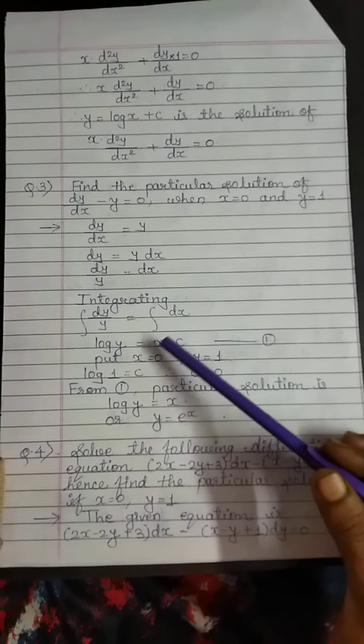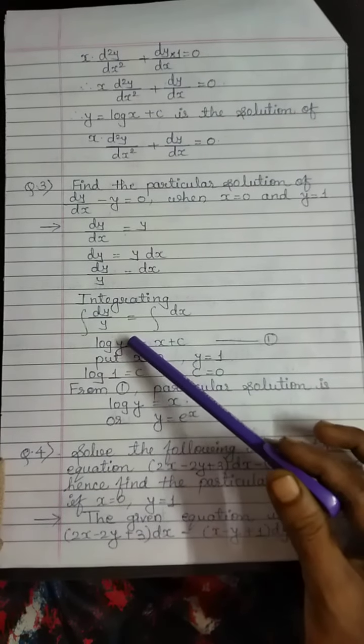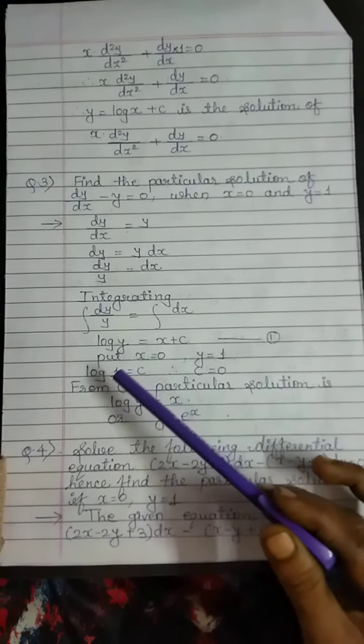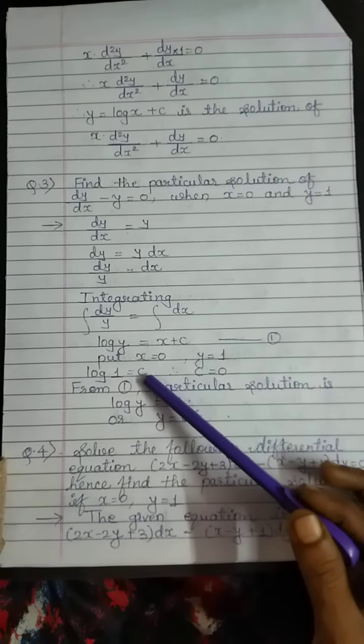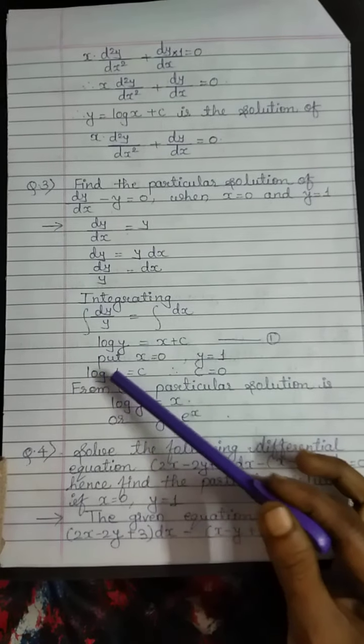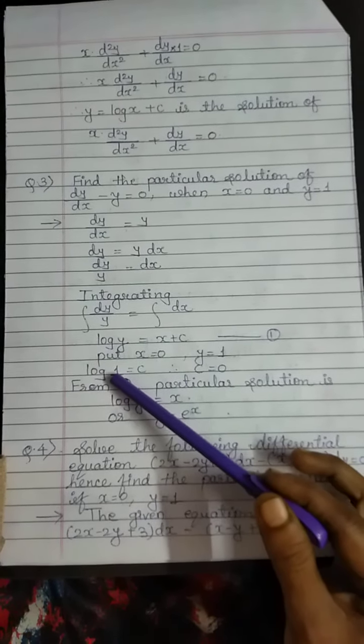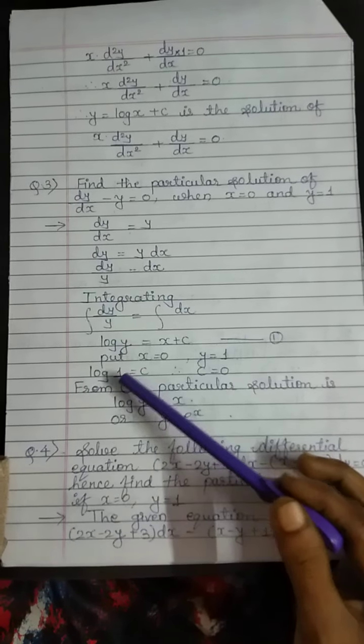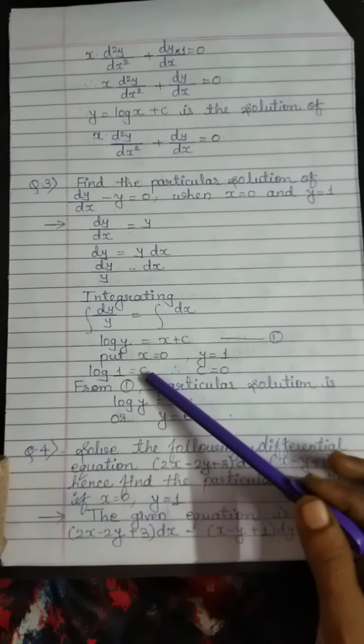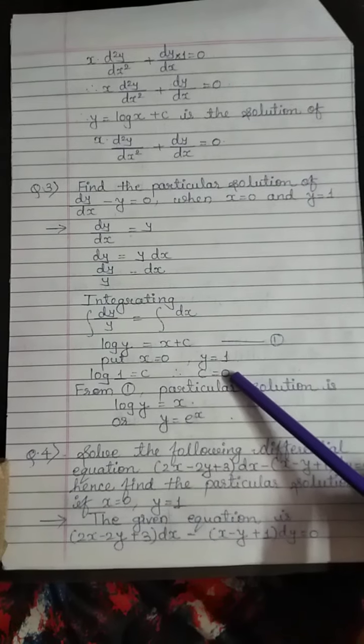So put x is equal to 0 and y is equal to 1 in equation number 1. We will get log 1 is equal to 0 plus c. So log 1 is equal to c. But we know log 1 is 0. So 0 is equal to c. So we can say c is equal to 0.